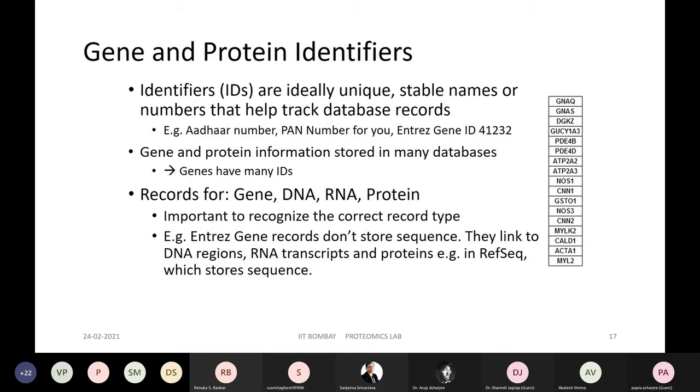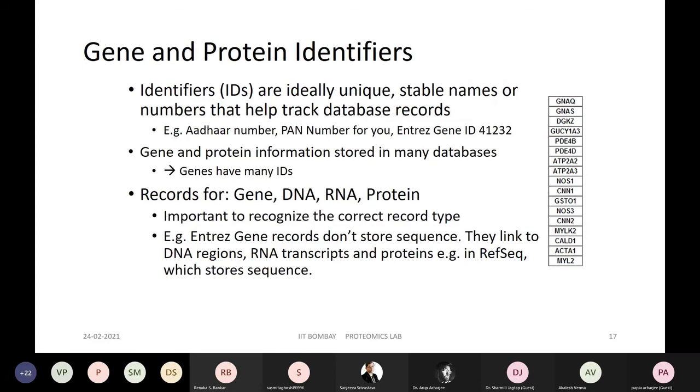One more important thing you really need to know while doing this is gene and protein identifiers. Identifiers are like the Aadhaar number and the PAN number for you. Every gene or protein has its own identifier, and multiple databases have different types of identifiers, just like your Aadhaar number and PAN number are not the same.